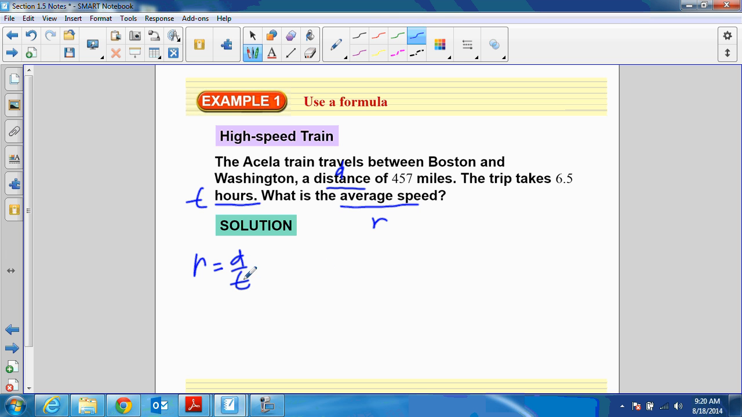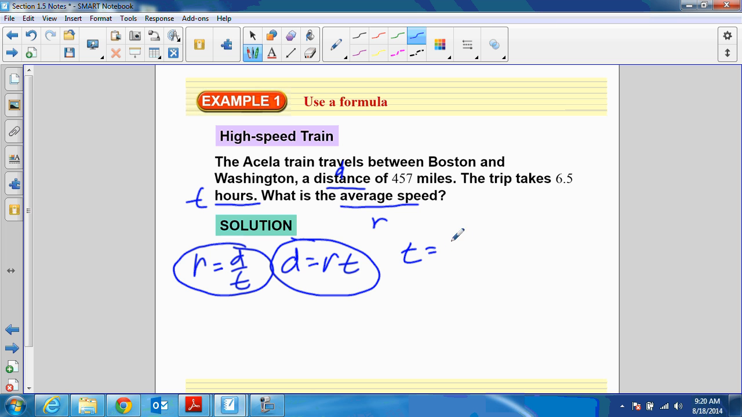You also need to know that if you multiply both sides by t, distance equals rate times time. If you drive 50 miles an hour for 2 hours, you're going to drive 100 miles. You also have time equals distance divided by rate. You drive 500 miles at 500 miles, and it takes you 5 hours, or sorry, that should be a rate. Sorry, let's erase that.